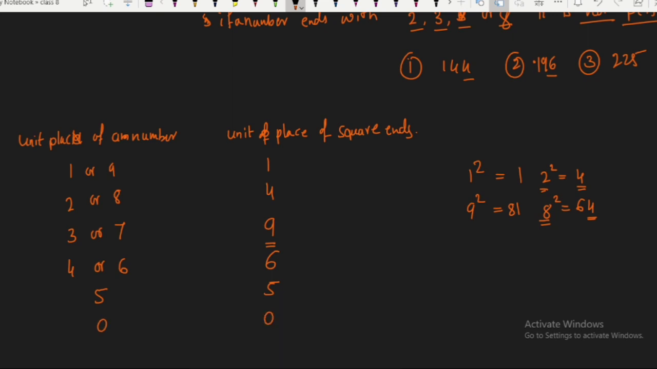So for any bigger number whose square I want to find, you can easily tell its unit place. For example, I want to find 256 square. What is the unit place of this number? That is 6, and 6 ends with 6. Similarly, 128 square: the unit place of this number is 8, and 8 ends with 4. So it is used to find the unit place of a given number's square.